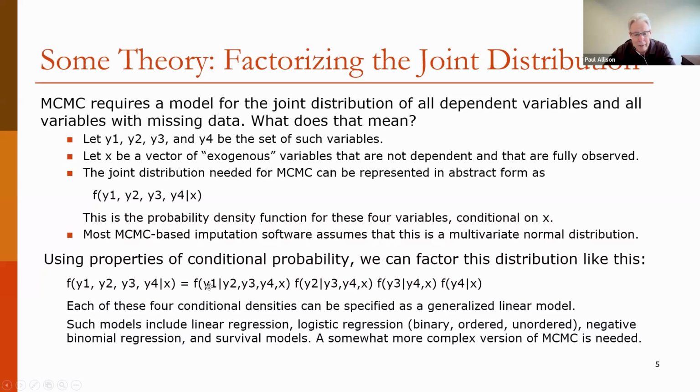So if y1 was dichotomous, this could be a logistic regression. If y2 was continuous, this could be a linear regression. If y3 was a count variable, this could be a negative binomial regression, and this could be another logistic regression. Okay, so there are lots of possibilities here. In order to implement this, you need a somewhat more complicated version of MCMC than is usual in multiple imputation software, but it's not a lot more complicated and easily implemented.